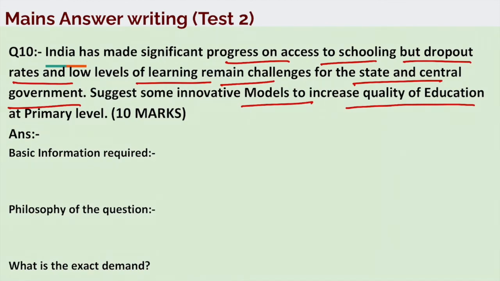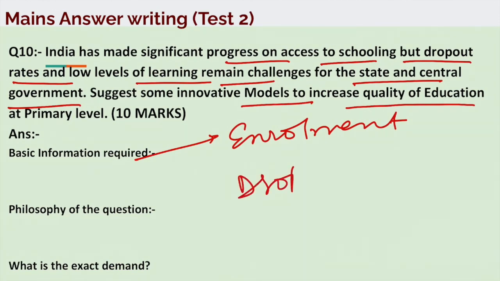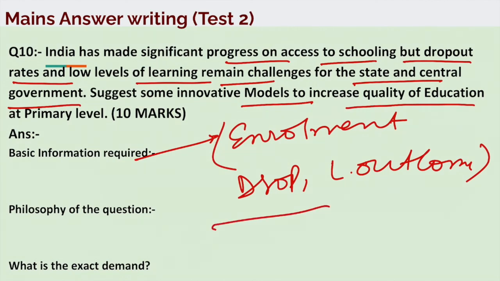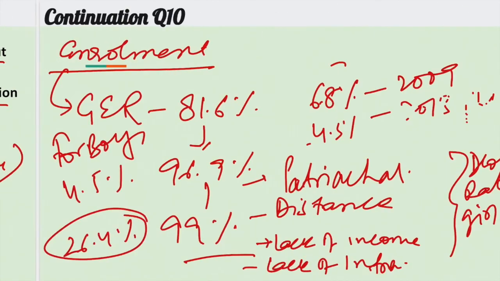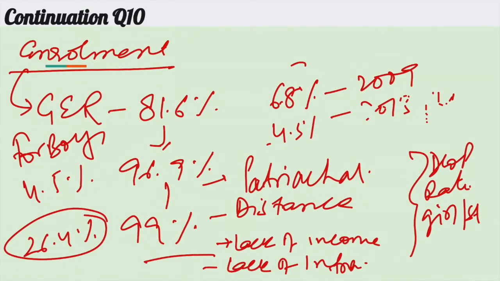So basically what you can do here is talk about the data: what is our data saying about enrollment, what is our data saying about the drop rate and the learning outcome. This is important to get marks in this kind of question, because everything here focuses on your data understanding, since you will have to substantiate this fact of increased access to schooling and low levels of learning.